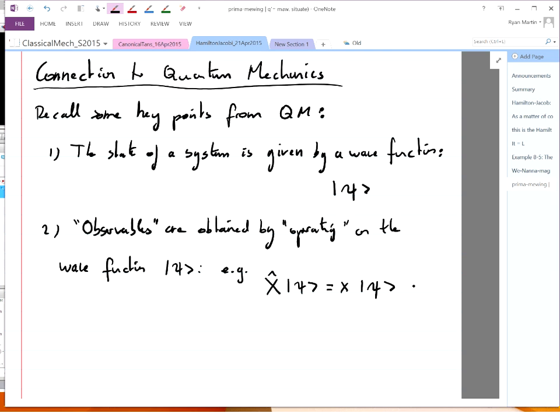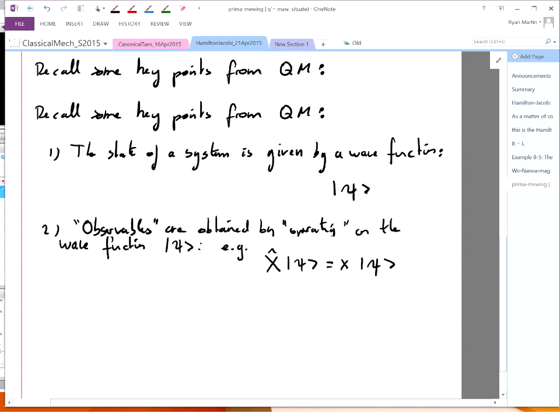So in quantum mechanics, if you want to know something about the system, you have to operate on the system. When you operate on the system, you apply a mathematical expression that gives you the value that you're trying to find. So each value you're trying to measure has associated with it an operator. Okay.